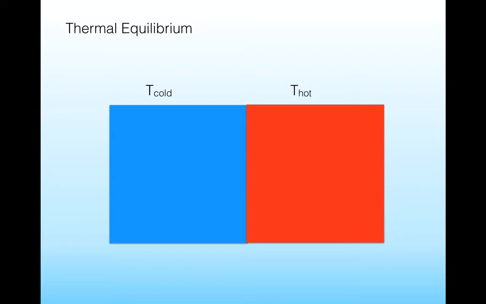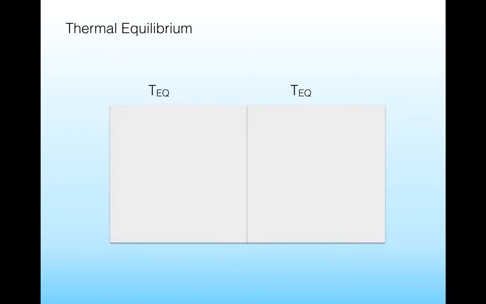Well, you know from experience that the cold block will become warmer and the hot block will become cooler until they reach some middle temperature, which we'll call T_EQ. This is the equilibrium thermal temperature that is in between the cold temperature and the hot temperature.